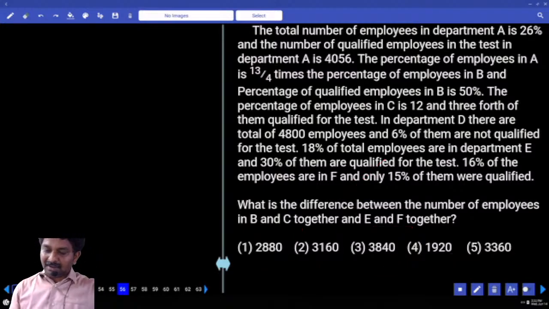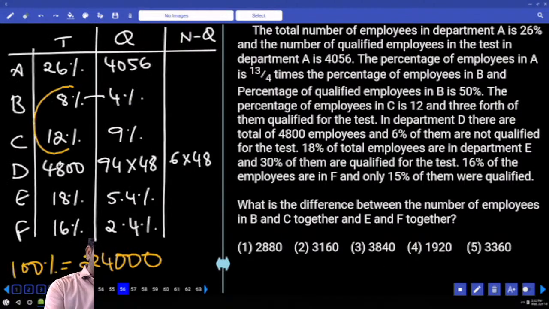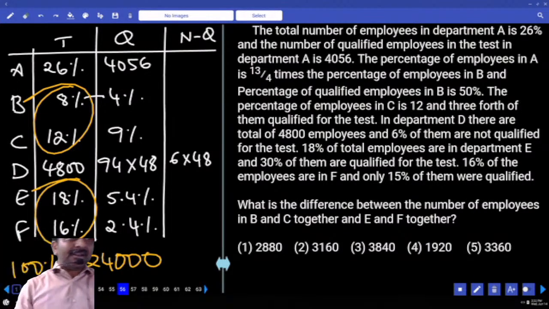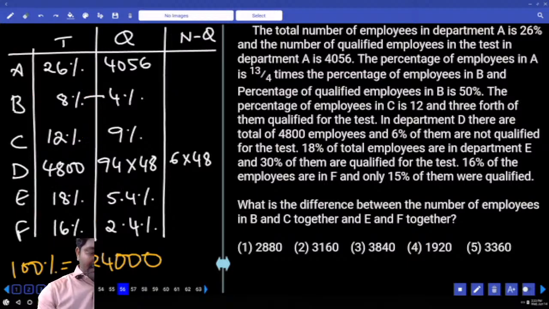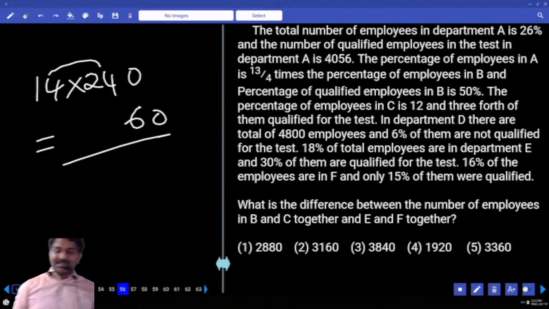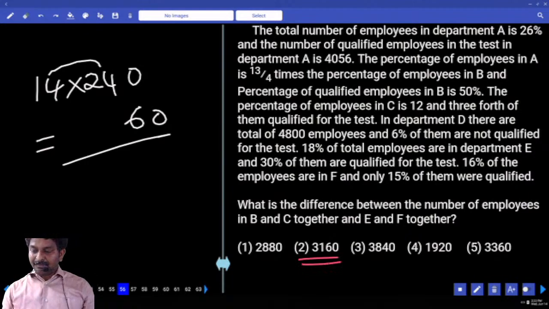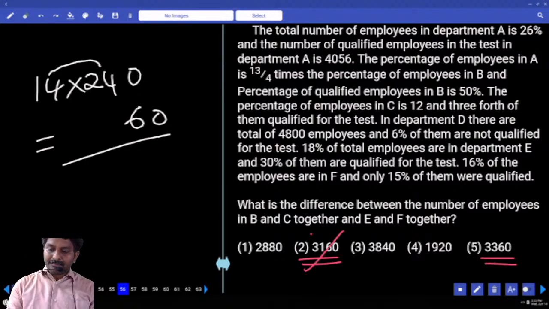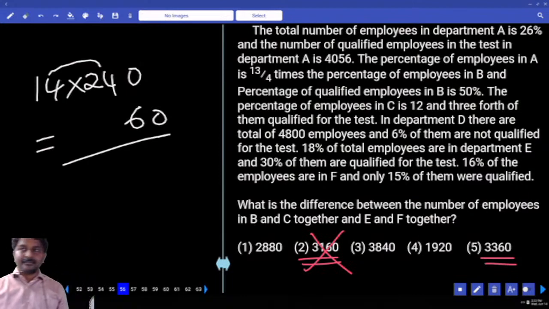Now BC together, what percent do we have? 20. E and F together, extra is 14. I already know this is 20. My eye sees these two tens, 20, extra 6 and 8, 14. Difference in the sense 14% only. 14% value, 14 into 1%, 240. Correct. The answer must end with 60 and should be a 3 multiple. Fifth is final. Got it?